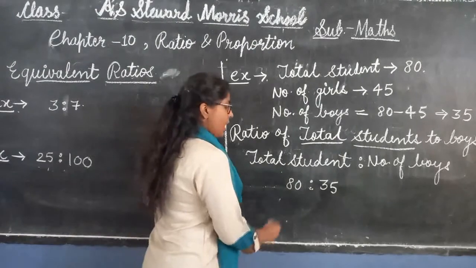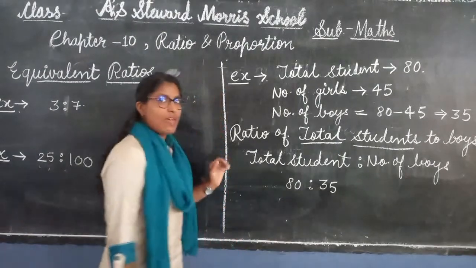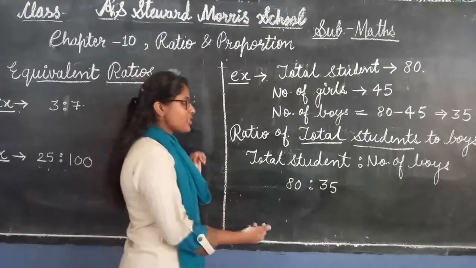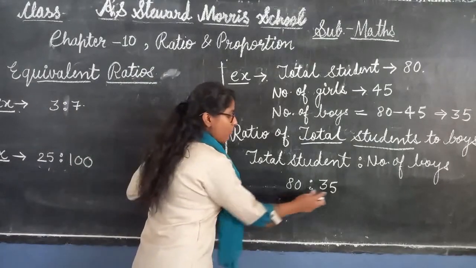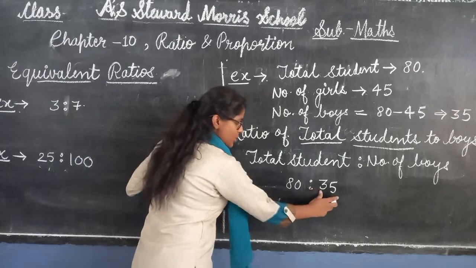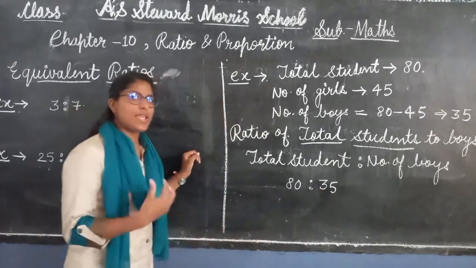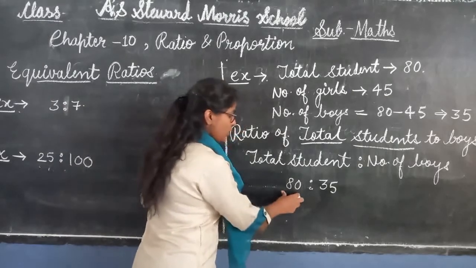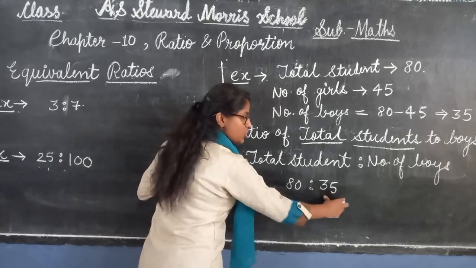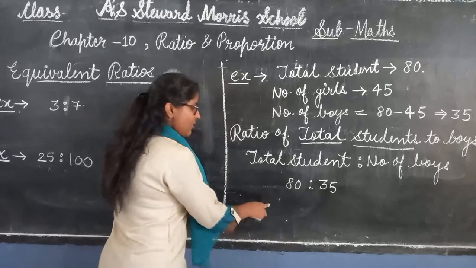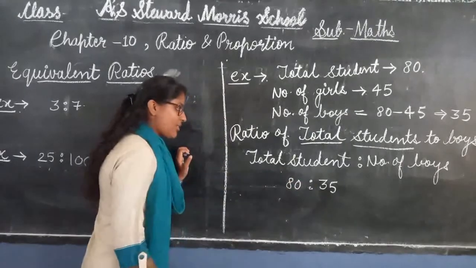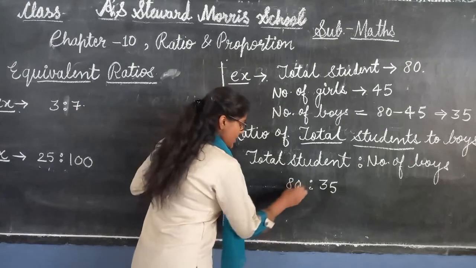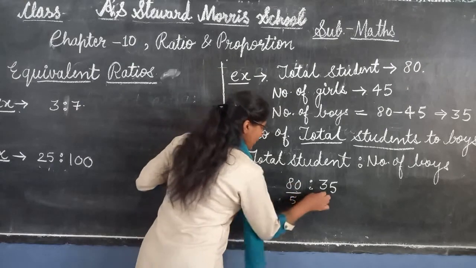How do we convert it into the simplest form? Everyone see here. How can you reduce it to the lowest terms? By dividing both terms of the ratio by the same number. If you are dividing this by 5, this term also needs to be divided by 5. Now you can see here 80 and 35, both can be divided by 5. 80 divided by 5 and 35 divided by 5.